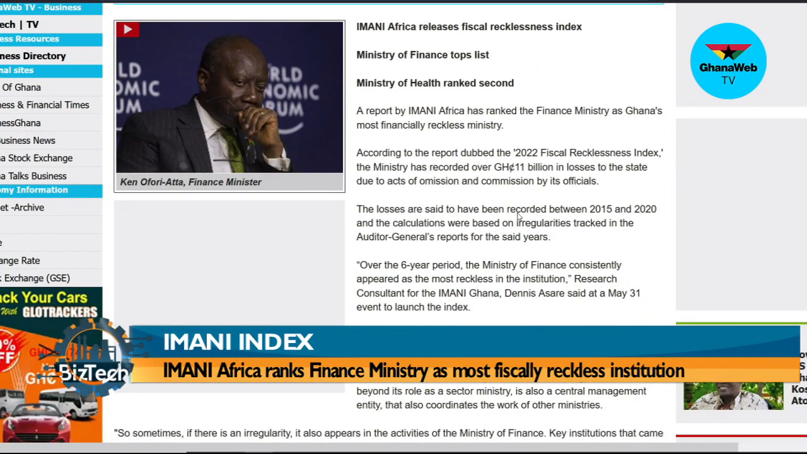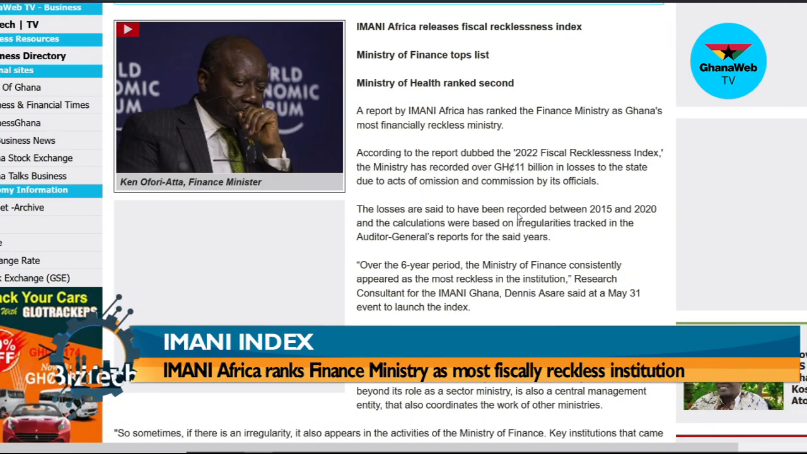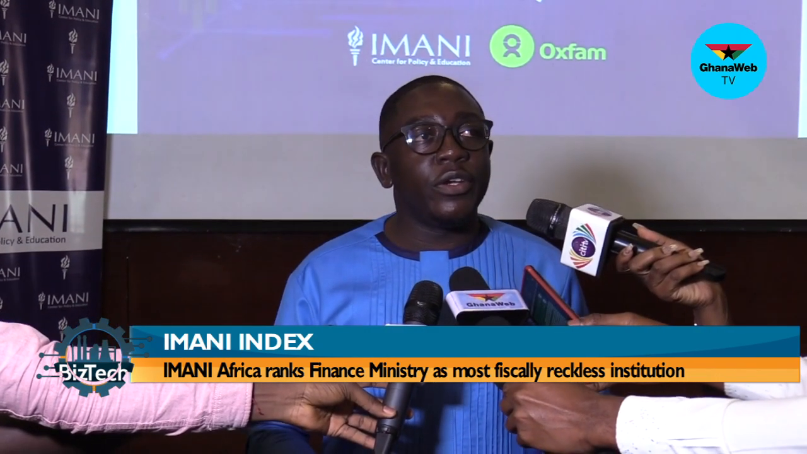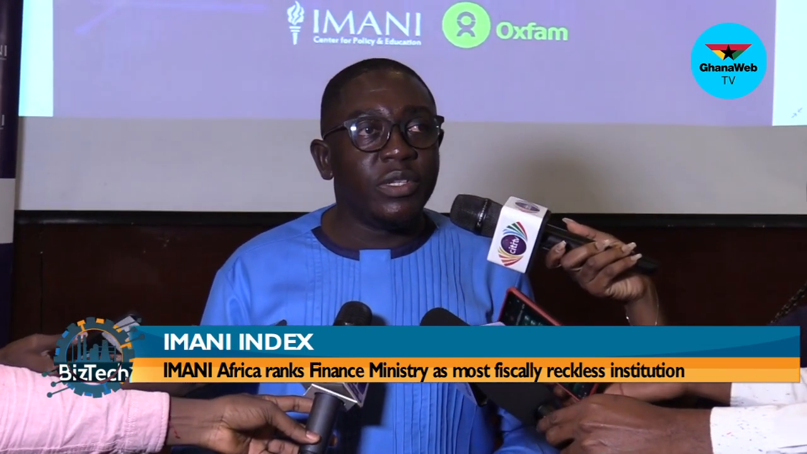The losses are said to have been recorded between 2015 and 2020, and the calculations were based on irregularities tracked in the Auditor General's report for the said years. We looked at the financial irregularities or the financial cost of the indiscipline of public institutions, ministries, departments and agencies in Ghana, and over the period between 2015 and 2020, the irregularities of public institutions, that is ministries, departments and agencies, is about 13.9 billion Ghana cedis.